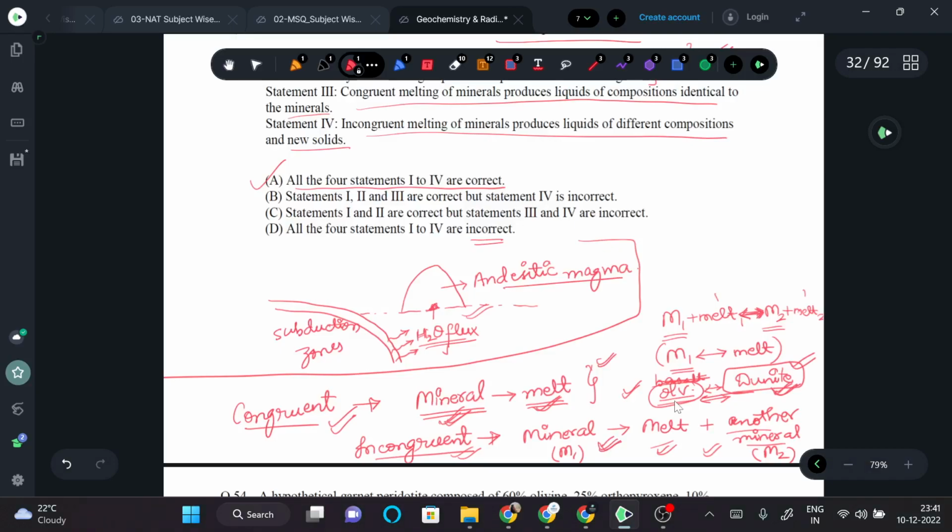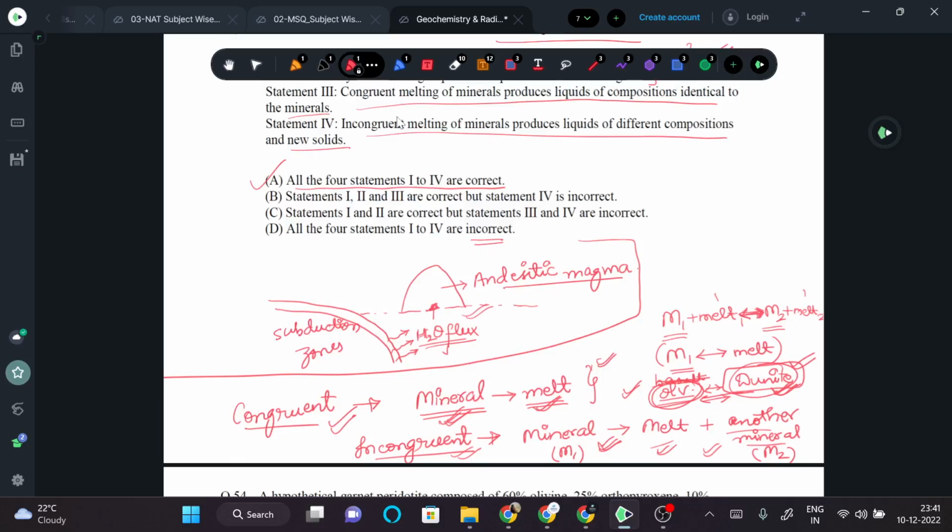Mostly it is incongruent. Congruent is only in some cases, like dunite, you know it is made of olivine. So there are only some cases where a complete melt can have only one particular mineral constituent. I hope you are getting my point. Not all types of melt have only one particular mineral constituent. They have different mineral constituents, right? They can form olivine, pyroxene, amphibole.